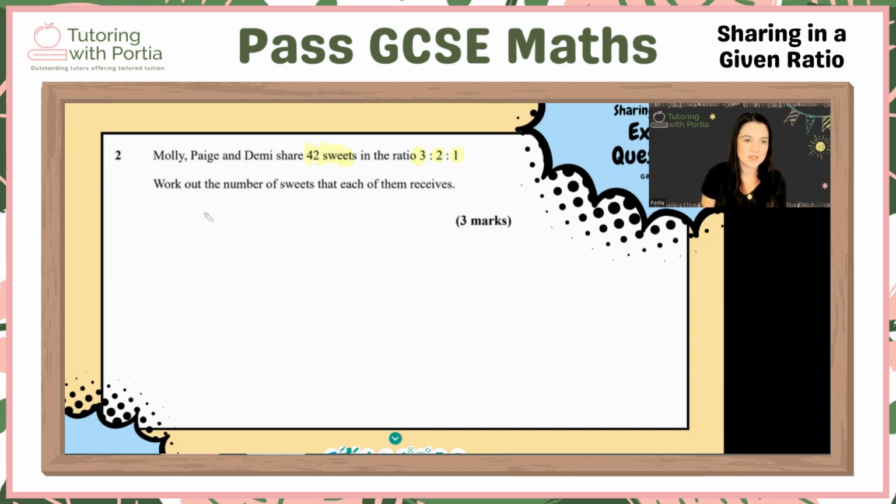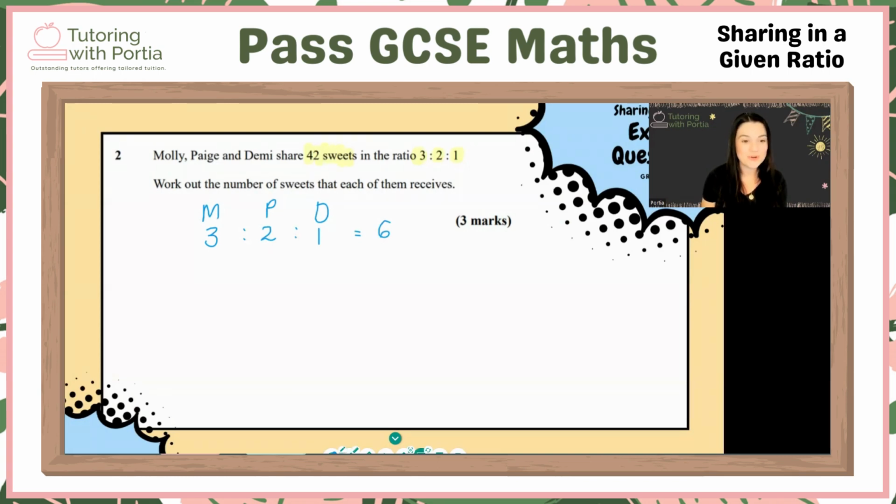So first thing I'll do is I'll write out Molly, Paige and Demi in the correct order. Very important to do that. And we know we've got 3 parts for Molly, 2 parts for Paige and 1 part for Demi. Like I said in the previous question, I always encourage my students to add up how many parts there are in total. So we had 3 for Molly, 2 for Paige, 1 for Demi, which means that there are 6 equal parts in total.